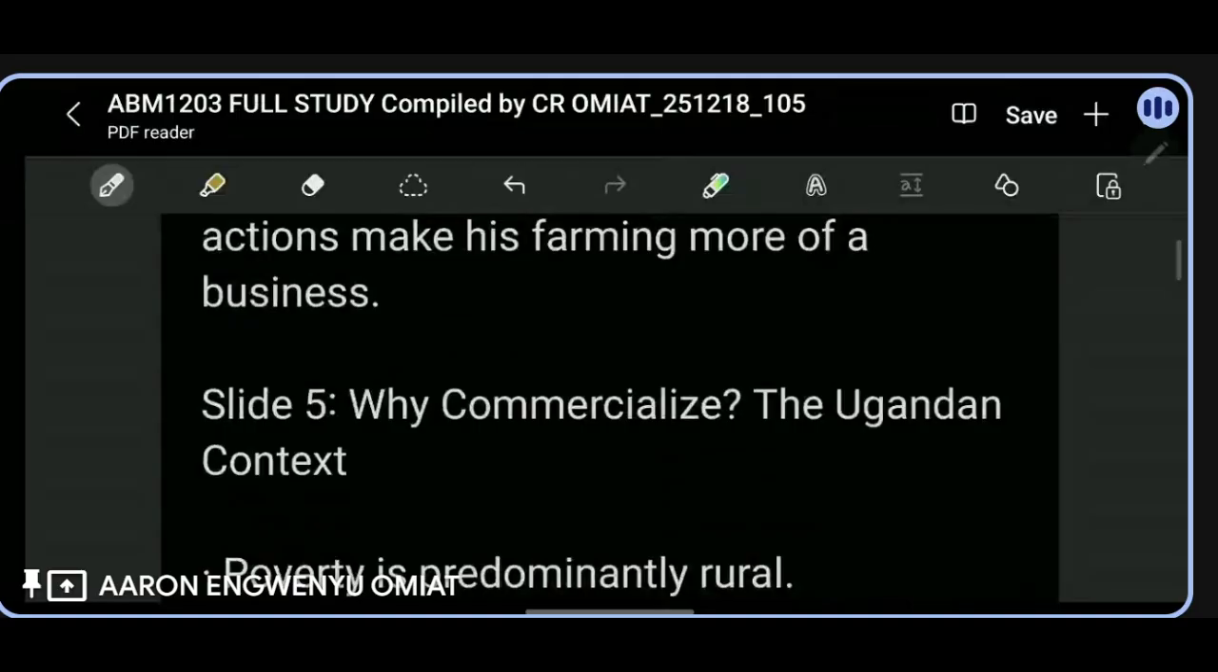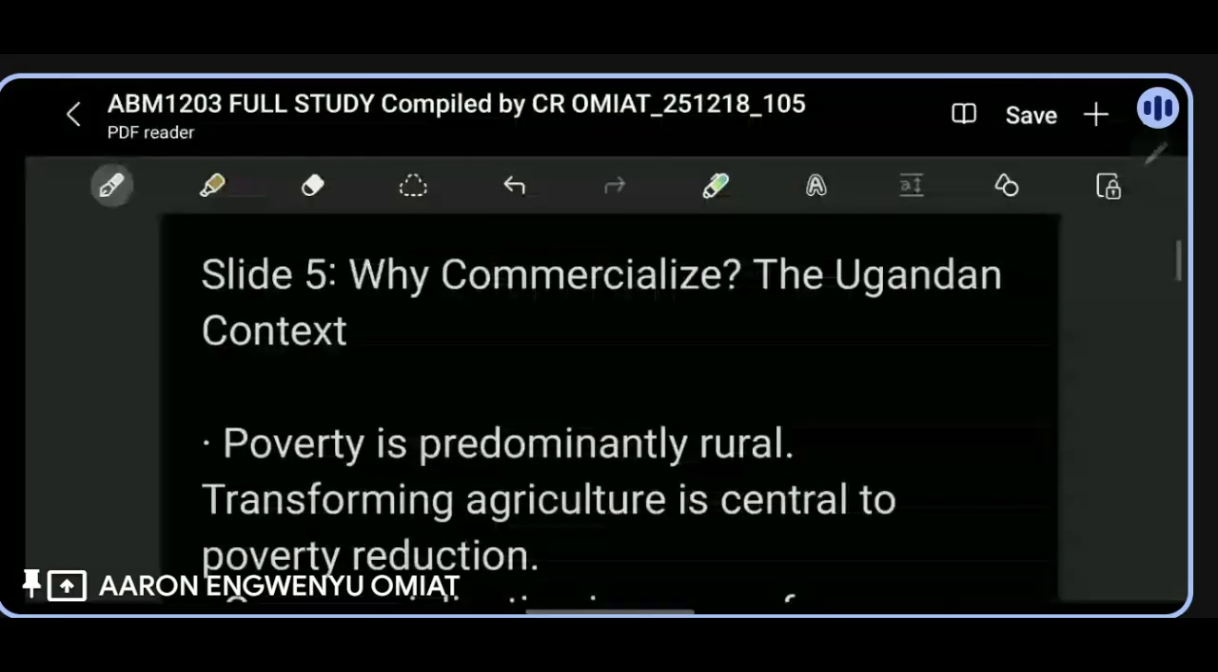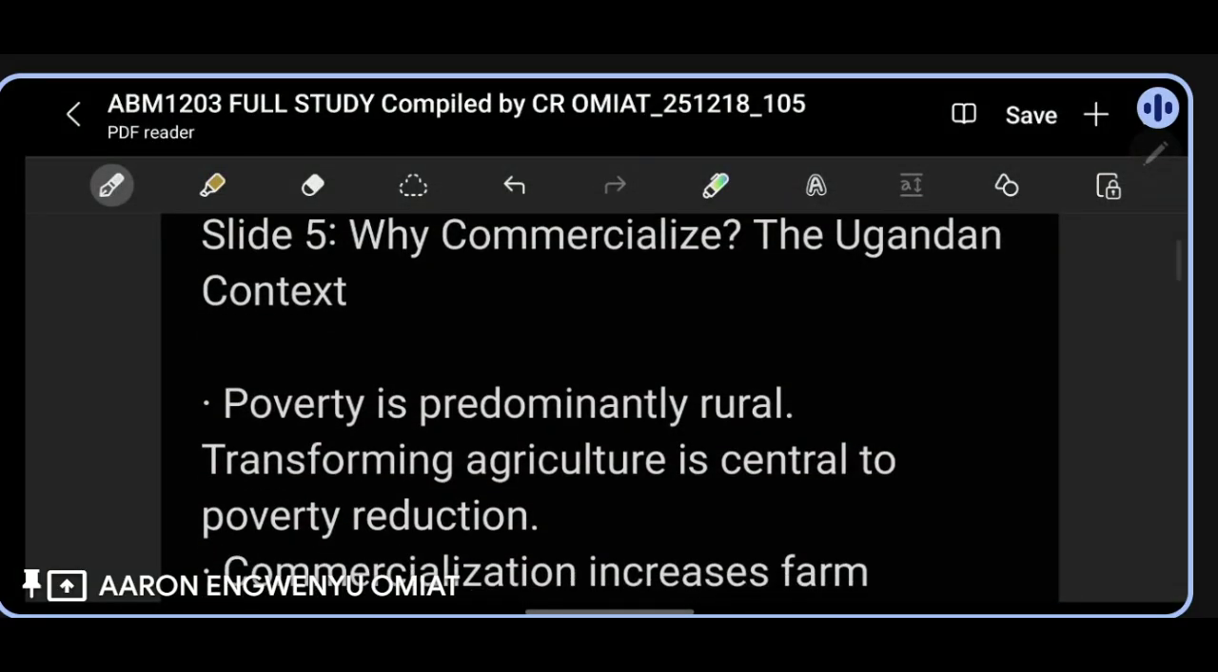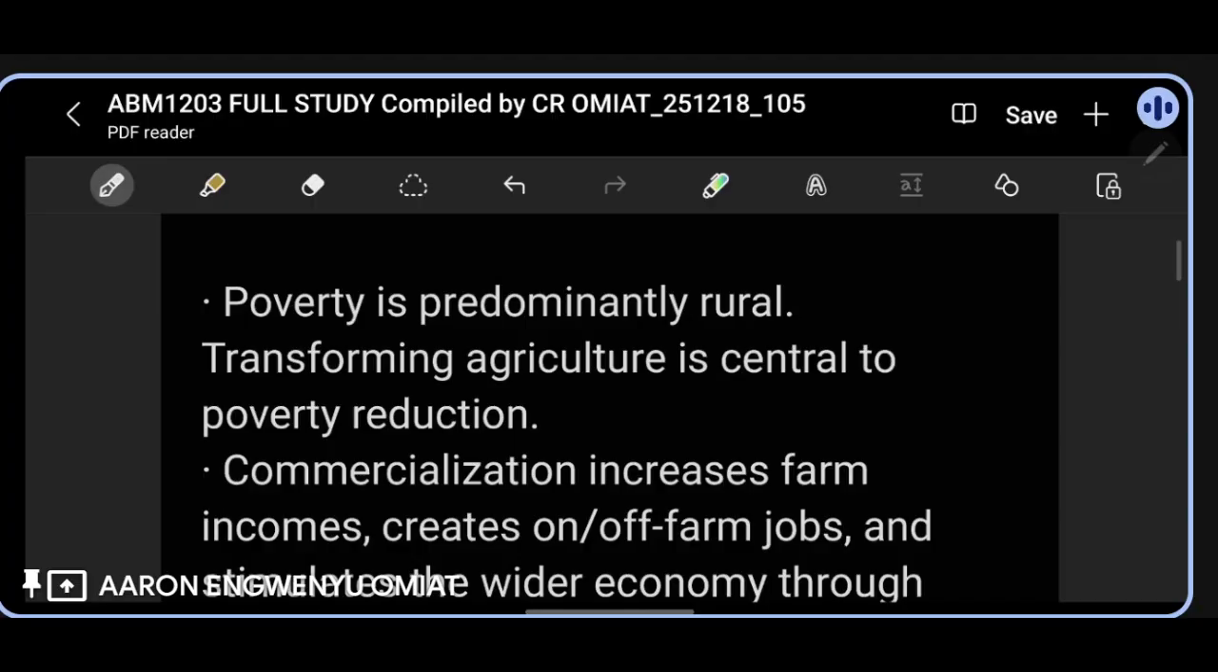Why commercialization? The Ugandan context. Why are we talking about commercialization? We know that poverty is predominantly rural, and transforming agriculture is central to poverty reduction. So we know that poverty is dominant in the rural areas, and if we transform agriculture, which is also rural-based, we are able to reduce poverty.